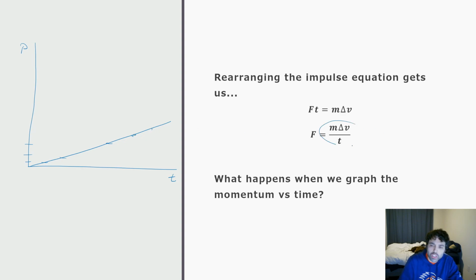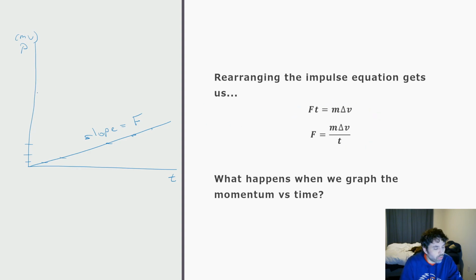Well, look at the equation, y'all. This is momentum in the numerator and time in the denominator. We have momentum here, right? I could replace this with mv, same thing. And as our momentum increases, time is getting bigger. If we divided these two, we get what? We get force. So it turns out that the slope of this graph equals the force. And I got that from rearranging the equation for impulse, right?